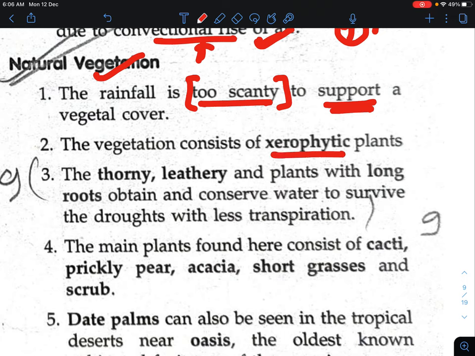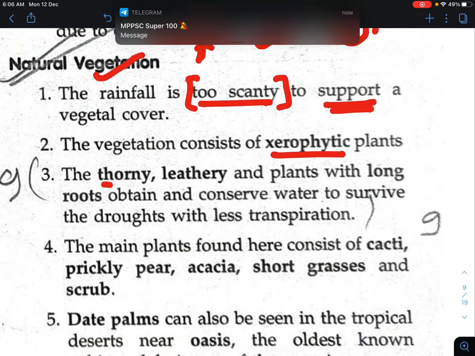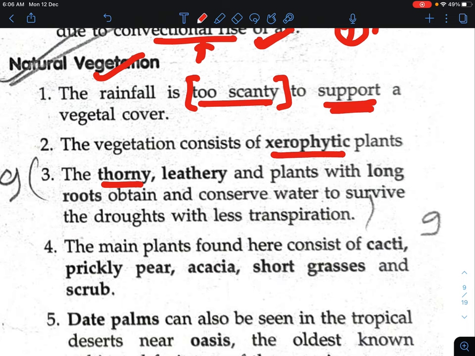xerophytic plants. We will study what xerophytic plants are. First, they are thorny. After that, leathery, and the plants have long roots to obtain and conserve water, to survive the drought with less transpiration.